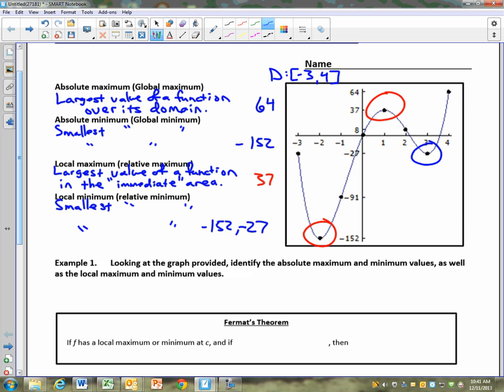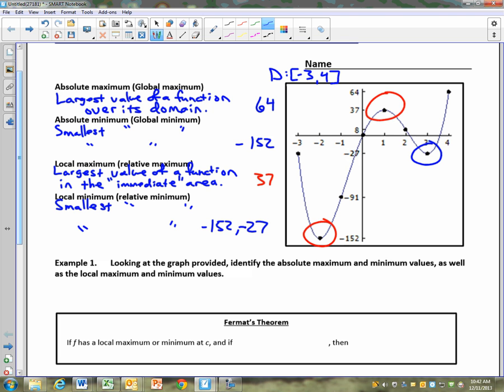We don't really say that local minimums and maximums happen at endpoints, but globals can. Is it possible to be a local minimum and a global minimum? This is an example of a spot that's a local minimum and a global minimum. So that is possible to happen.